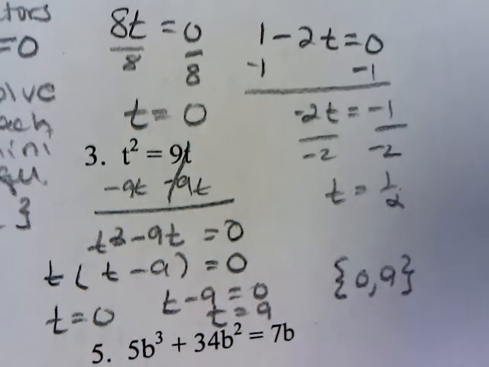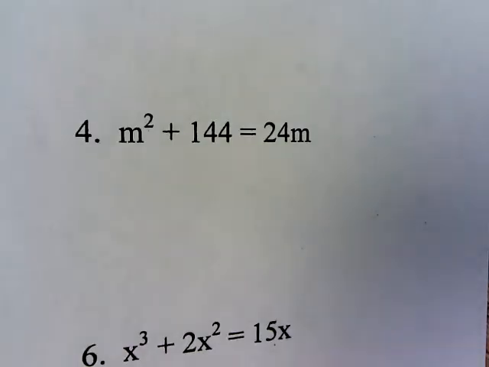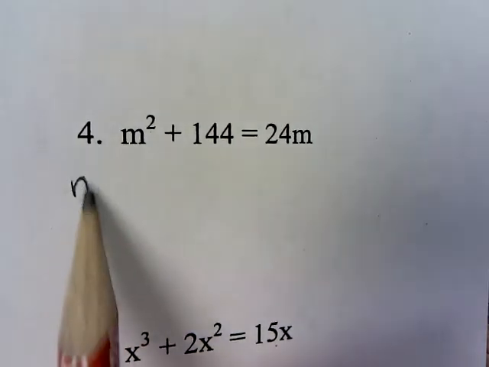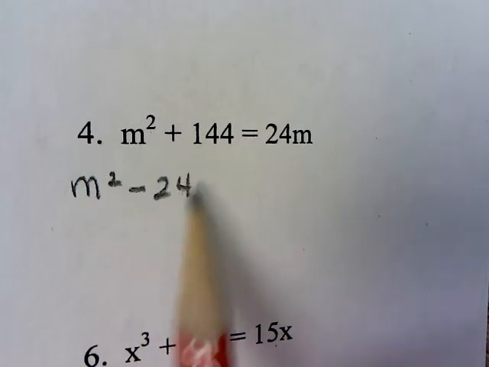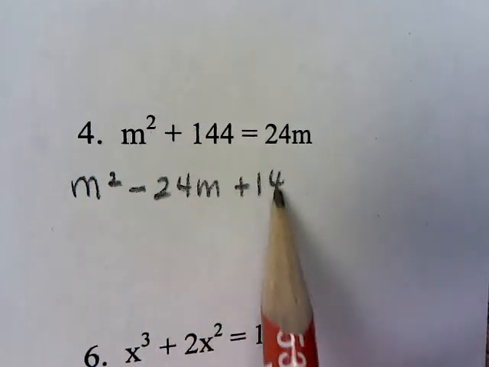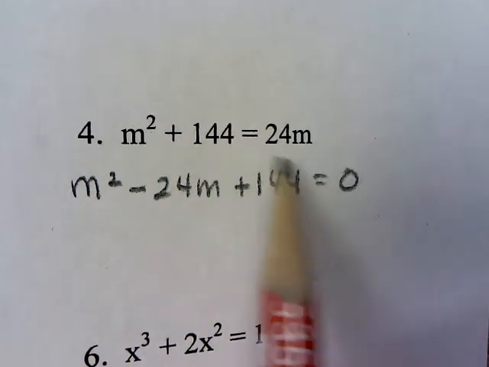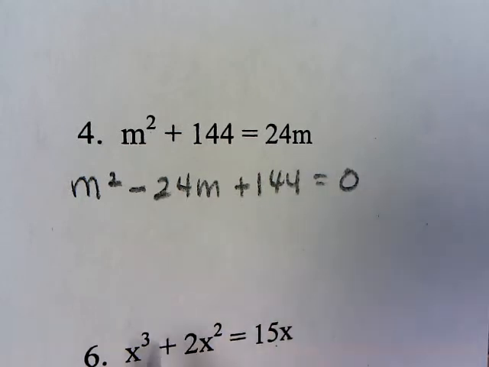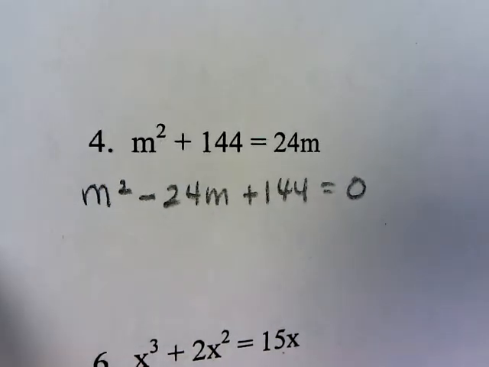Let's do one more, number 4. All right, the first thing I need to do is bring the 24m term over, keeping it in standard form. Remember, you subtract it from both sides. I just didn't show the subtraction. Now I'm going to factor it, so make my t-table.